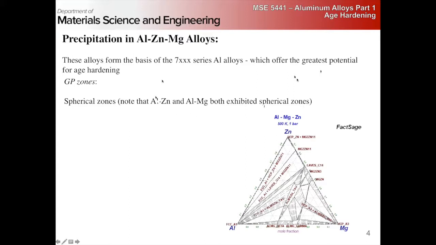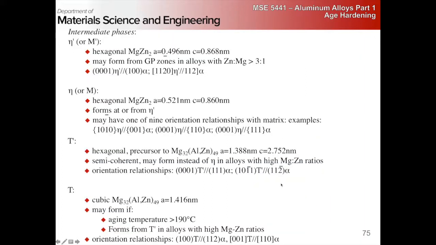In the case of aluminum zinc, it could also be sort of ellipsoidal GP zones. But here we have spherical zones. I threw in the ternary phase diagram. I forget at what temperature this is, maybe 500 K. But you can see there's a lot going on in here. It's not a simple phase diagram by any means. I hate reading ternaries, so I'm not going to ask you to do it, but you can see all the different phases in there.